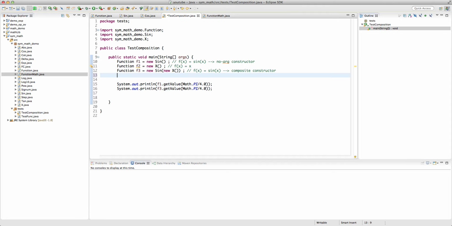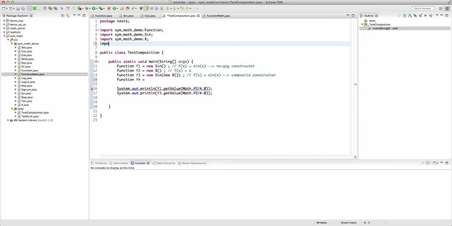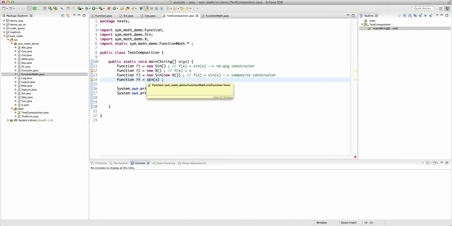And so basically if we write function f4, and what I'm going to do before that, import static function math, everything, we can just write sine of x. Okay, so sine comes from the utility method, which represents the sine class, and then x comes from the utility object for the function math class, which represents our variable, which is the identity function. Okay, this is a very nice and natural way of writing our equations, our expressions, right? So this is more like the natural way of writing things in math, right?